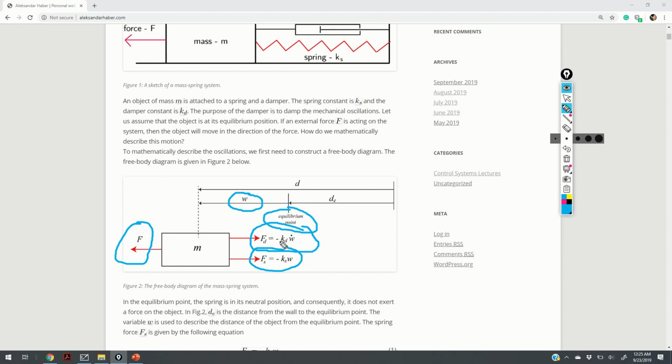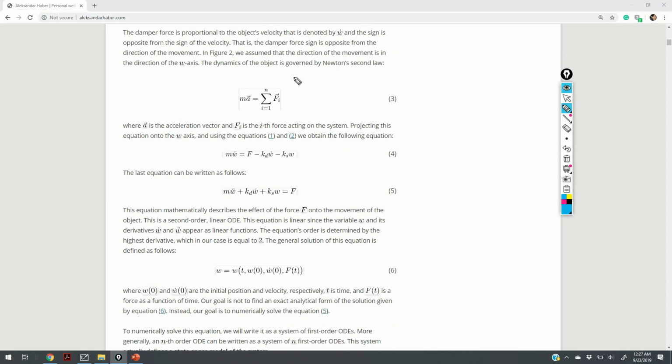The minus sign originates from the fact that the damping force, or the force inside of the damper, always acts in the opposite direction to the direction of motion, and the direction of motion is basically determined by the first derivative of the displacement, which is the velocity. The next step, of course, is to write the second Newton's law.